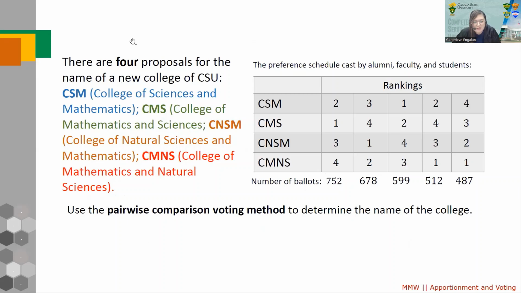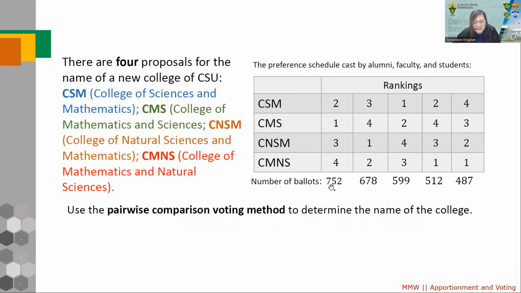Okay, suppose we have 4 proposals for the new name of the College of CSU. So we have the CSM, College of Sciences and Mathematics, CMS, College of Mathematics and Sciences, CNSM, College of Natural Sciences and Mathematics, and CMNS, College of Mathematics and Natural Sciences. So we use the pairwise voting method to determine the name of the college. So this is the ranking. So this is the number of ballots.